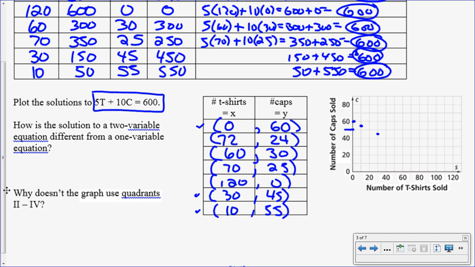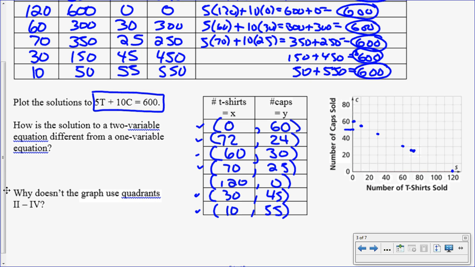Okay. The next smallest one is 60, 30. About right there. The next one we got is 70, 25. And then we got 72, 24, which is a tough one to show. It just passed 70. It's going to almost look like it's touching here, but it's not. And then the last one is 120, 0, which is right there on the x-axis.